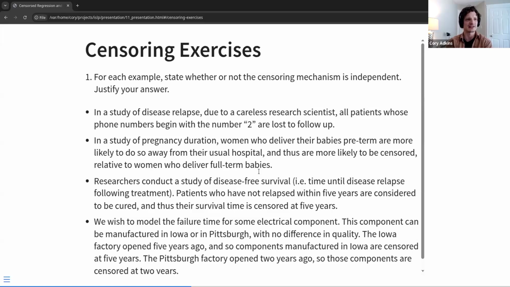I think that's supposed to be a clear case of independence. Yeah, that seems like a pretty classic case. I guess the event here is relapse. So the event hasn't occurred within 5 years, so it's censored at 5 years. So your chances of relapsing are not related to your chances of being censored or your time of censorship, I think. So yeah, that's independent.